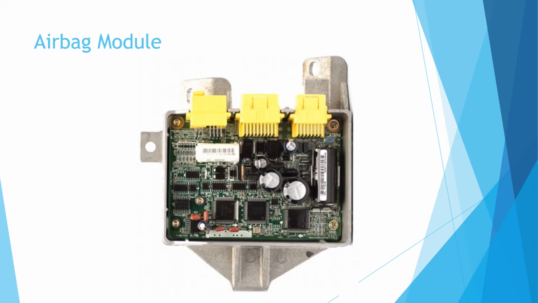Next is the airbag module. This is a picture of an airbag module. It contains both an inflator unit and the lightweight fabric airbag. The driver airbag module is located in the steering wheel hub, and the passenger airbag module is located in the instrument panel.